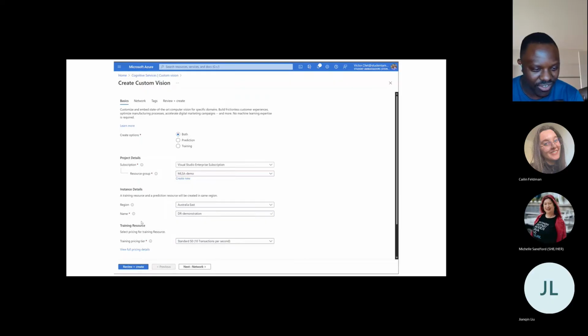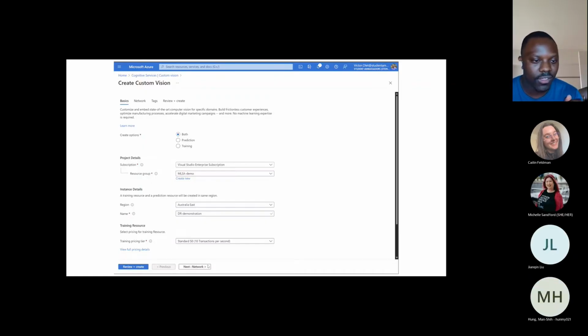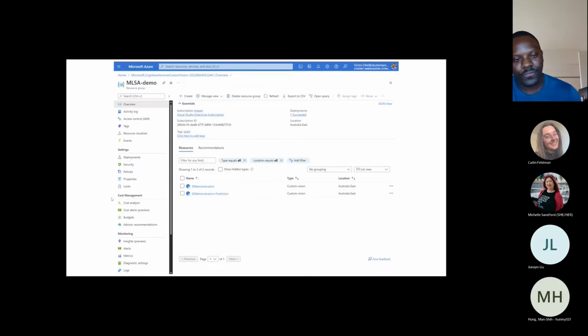I think it comes at a cost, but it's a small cost, and you can pick for your case, if you're coming from using your EDU email, a free option if it suits the current training that you want to do. With that, you would then review and provision a resource. Once you do that, you'll be notified that it's been created, and you'll have 2 items here: the prediction custom vision type and the training one.